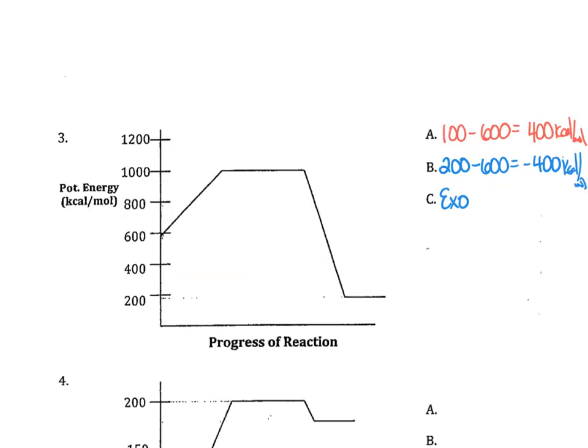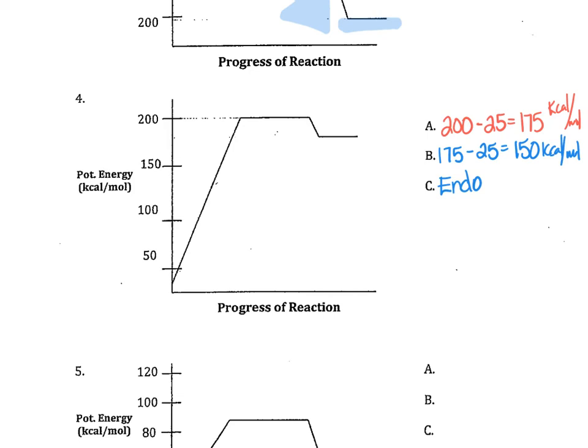So here are my answers to the first one. Our activation energy, we're starting at about 600 and we have to get up to about 1,000. So it's going to take about 400 kilocalories to get the activated complex going. Then our delta H is the difference between our products and reactants. So we start with our products, 200 minus the 600, which gives us a negative 400. So we're releasing energy, which means that we are exothermic, and we've got a negative delta H.